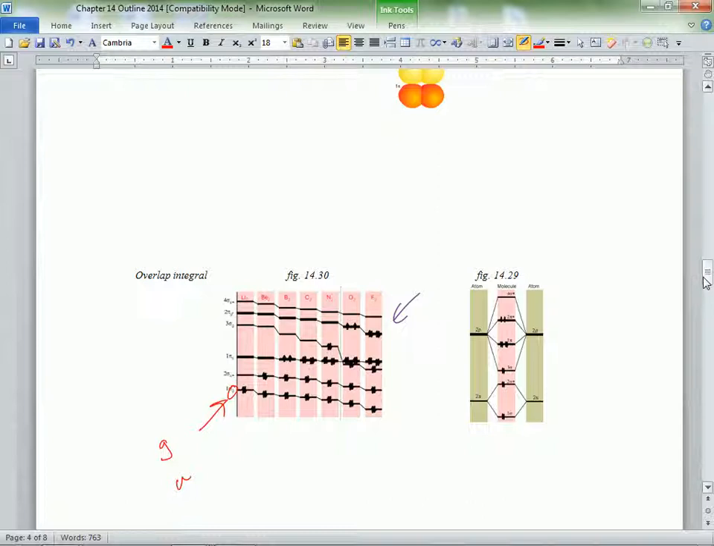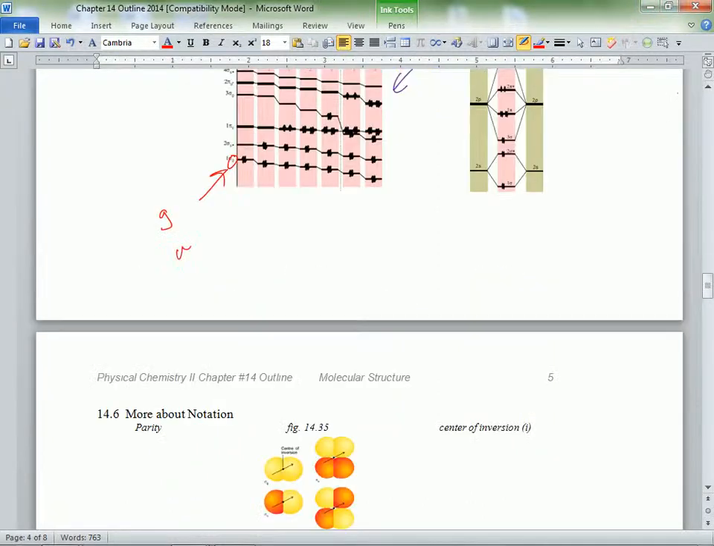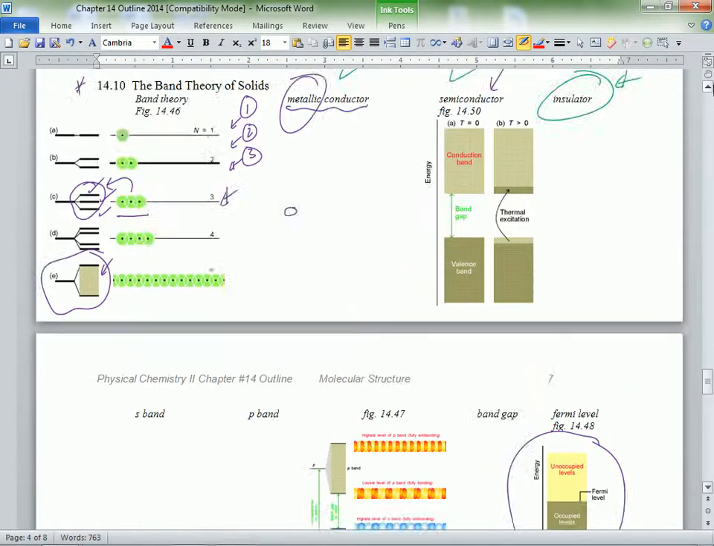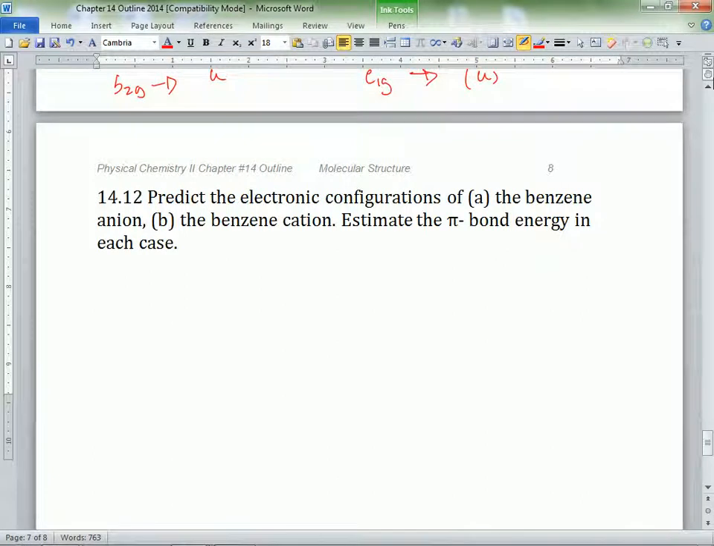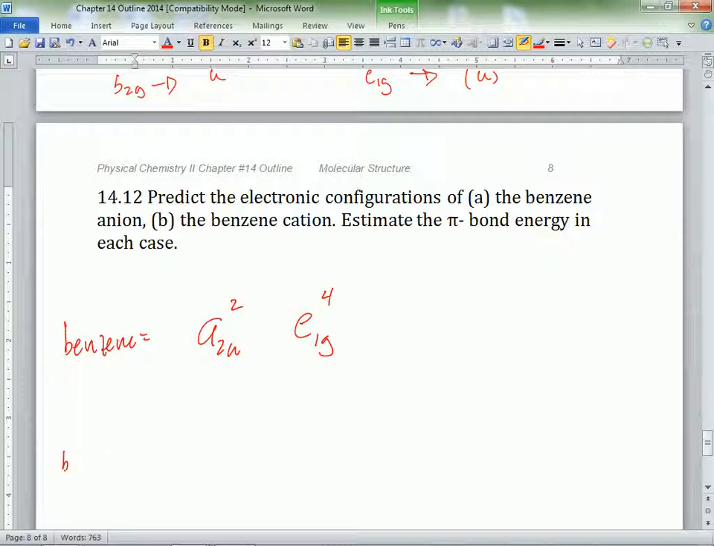So they kind of already did benzene for you, right? If you take a look at the figure, they already did benzene for you. A2u2, E1g4. That's benzene, because they didn't say draw it out. They just said give the electron configuration. So there's benzene. Now they want the electron configuration of the benzene anion.